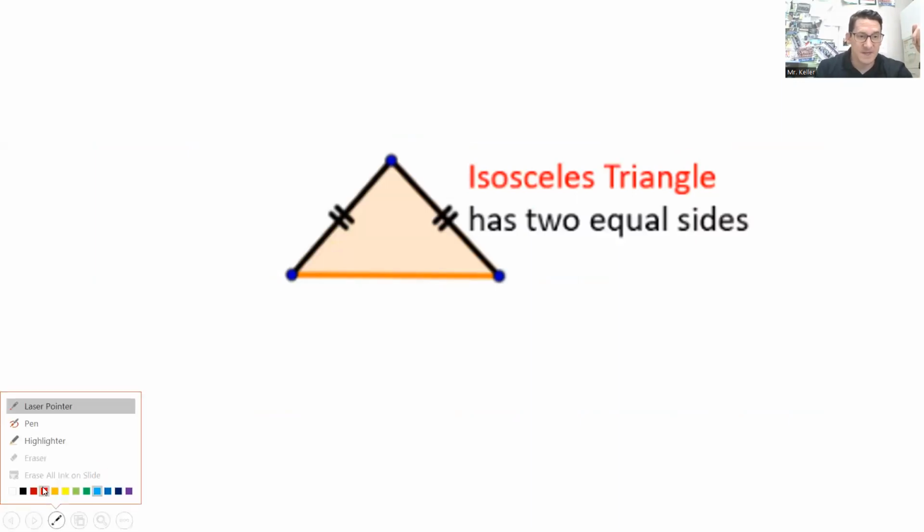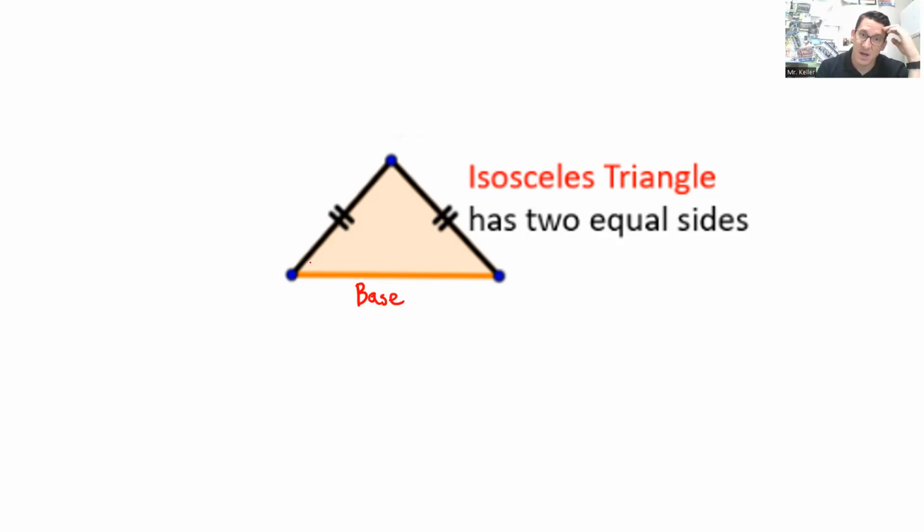Just a little bit more specifics about the isosceles triangle. The side that is not equal, we call this the base down here. This is the base of the isosceles triangle. And then these angles here, we call those base angles. They are congruent. So not only are the sides congruent, the base angles are also congruent. That's what we get with the isosceles triangles.